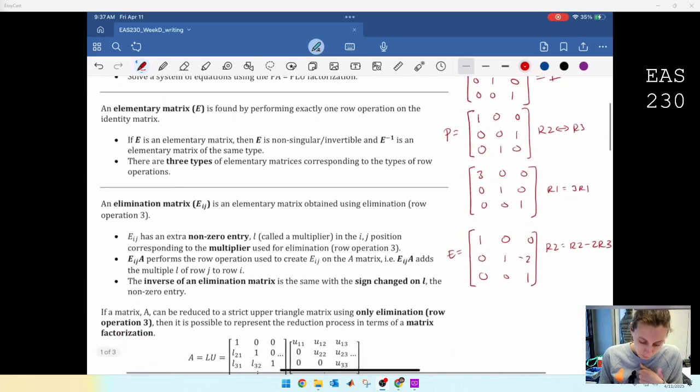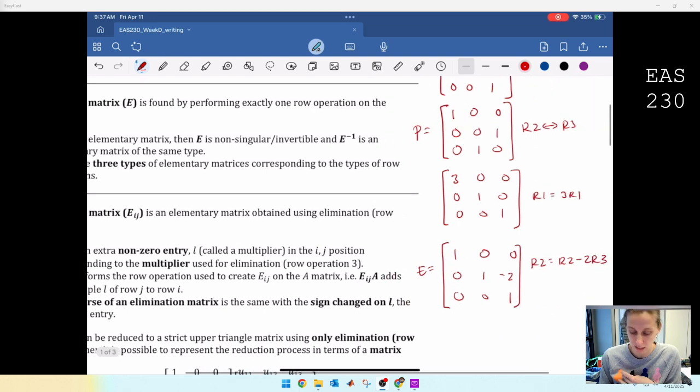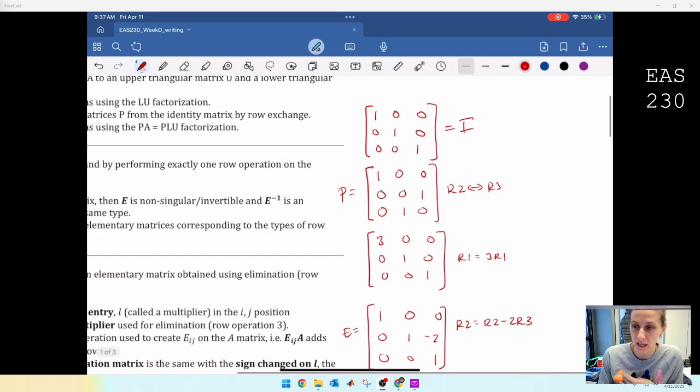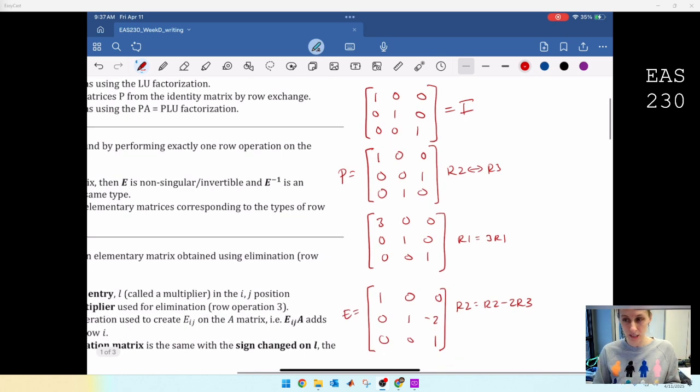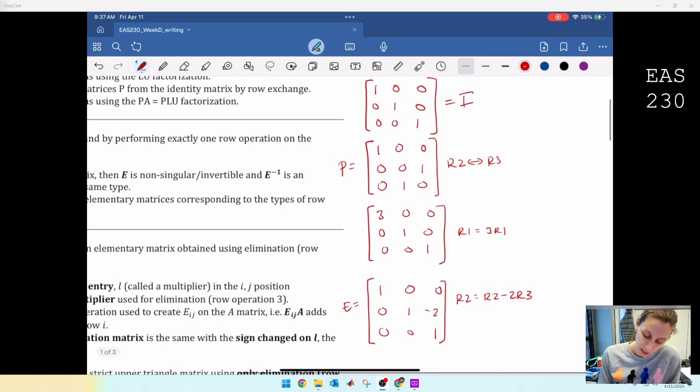Okay, so fun facts. An elementary matrix is found by performing exactly one row operation on the identity matrix. There are three different kinds of elementary matrices, and I have them over here. So here I have identity. If I perform three different row operations, this is what I get. So if I swap two rows together, I get what's called a permutation matrix. So here you can see I have row 2 swapped with row 3, and it looks like identity just out of order. If I multiply a row by a constant, then the numbers along my diagonal change. We're not really going to use this one, but that's what it looks like.